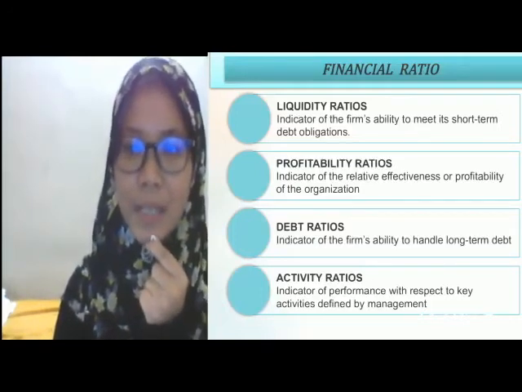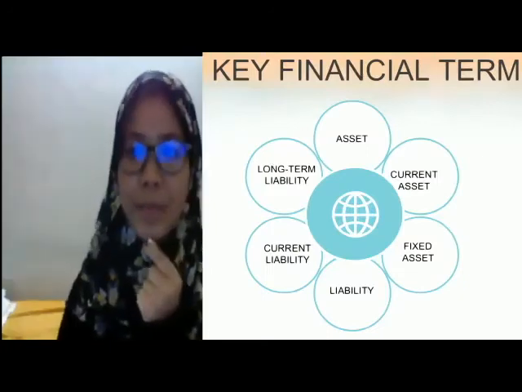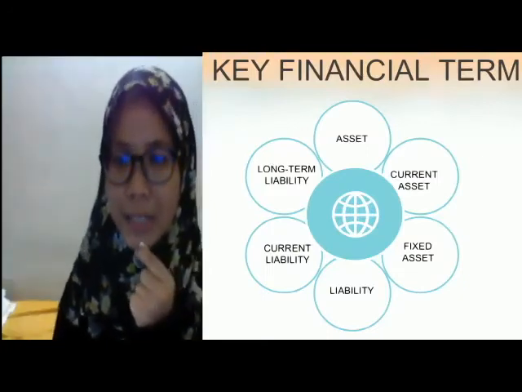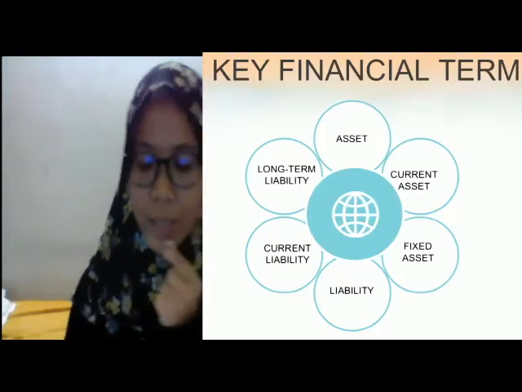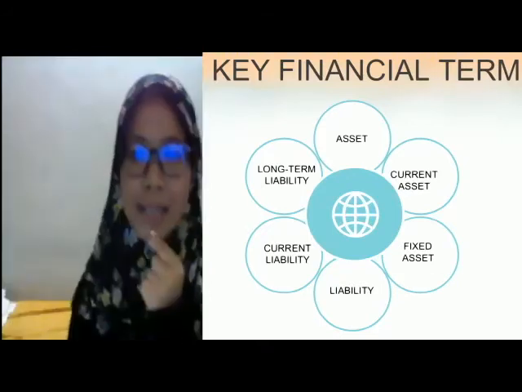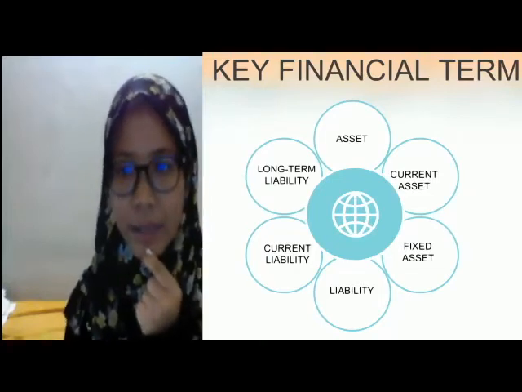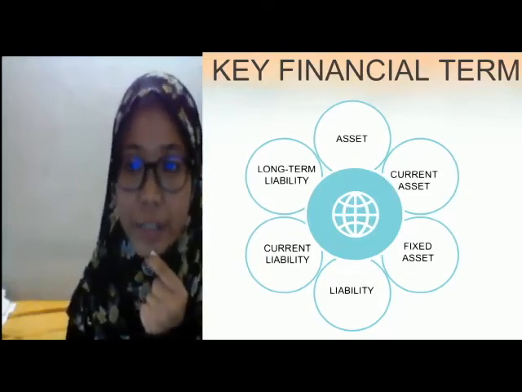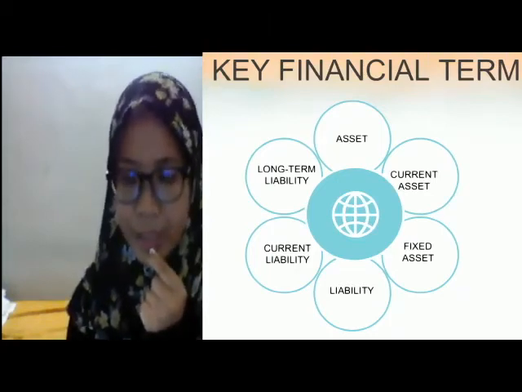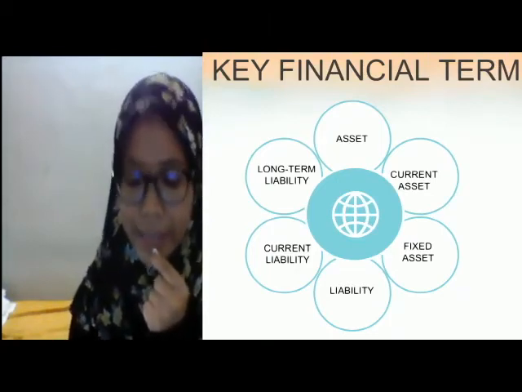And then the last topic is key financial terms. Okay, there are 6 key financial terms. The first one is asset. What is meant by asset? Asset is a thing or value that a person or organization owns. And then the second one is current asset.